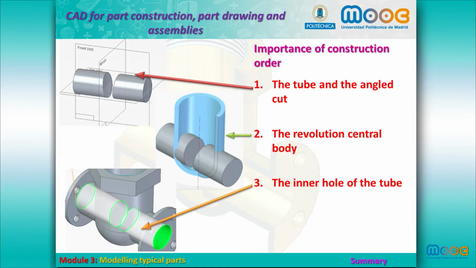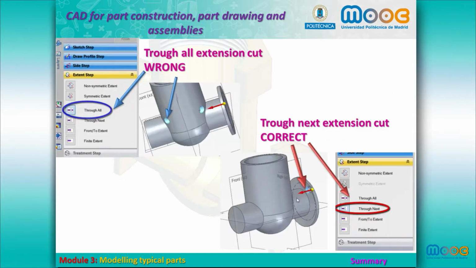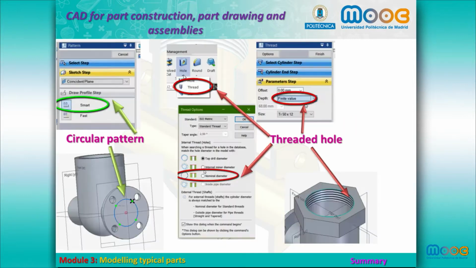To finish the part, we need to make the inner hole of the tube in a through-all mode, but just at the end of the part. We have tested also that through all extension cut makes a cut in the whole part. So we need to use through next extension to make the correct operation.